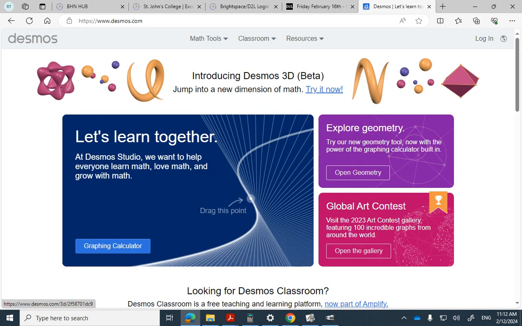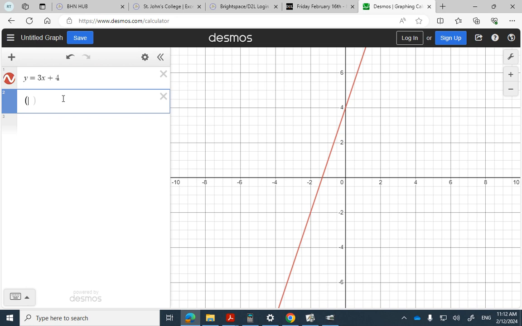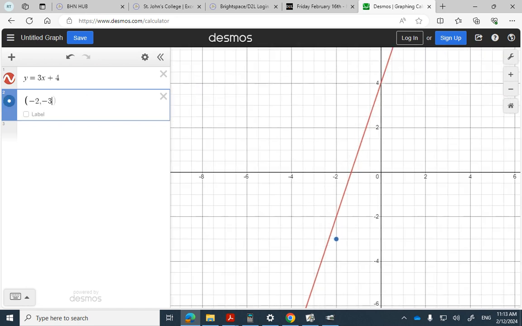Who's got it on their page that can tell me, what was the equation? y equals 3x plus 4. And what was the point? (-2, -3). You see how good this program is? You can quickly type this in and see what's going on. I know you don't have it on the test, but it's helpful for homework and seeing things.